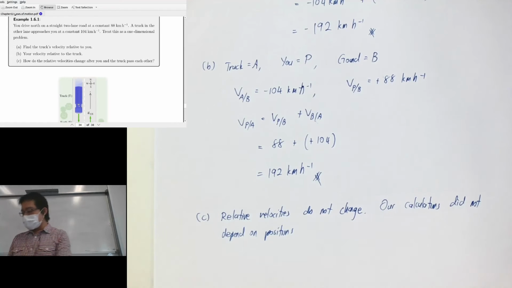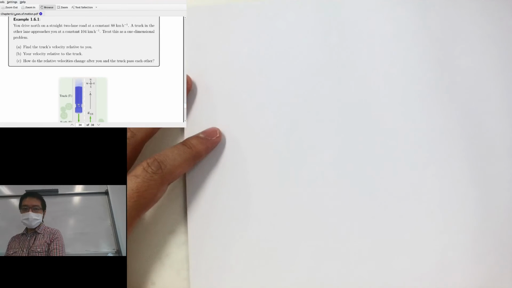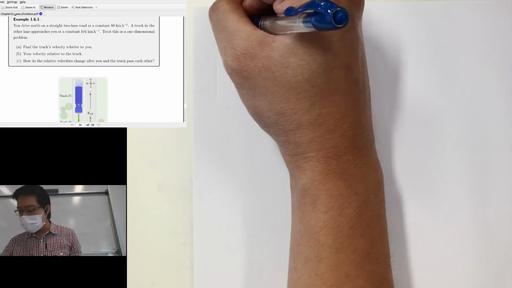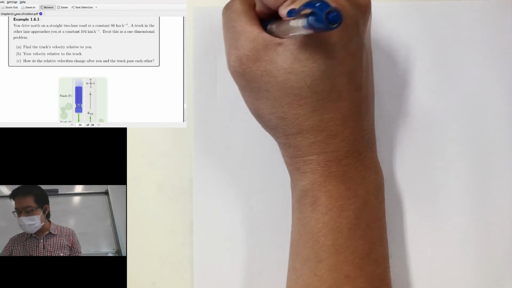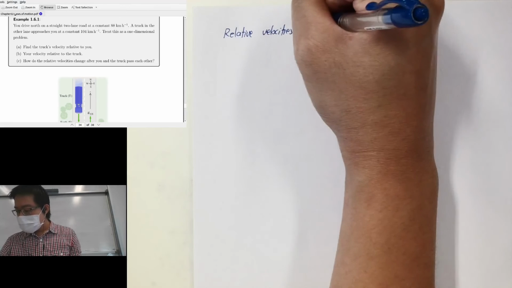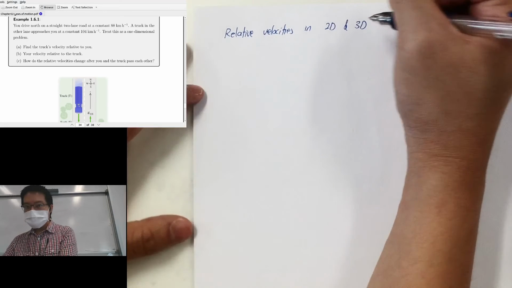Okay, any other question? If not, we go to the next thing. What we have been doing just now was to study relative velocity, everything assuming one direction only. So we're going to do 2D and 3D now. So we're going to talk about relative velocity in 2D and 3D.